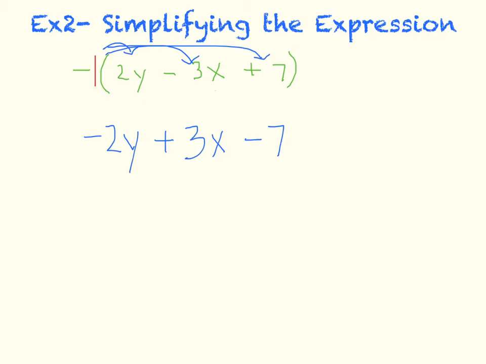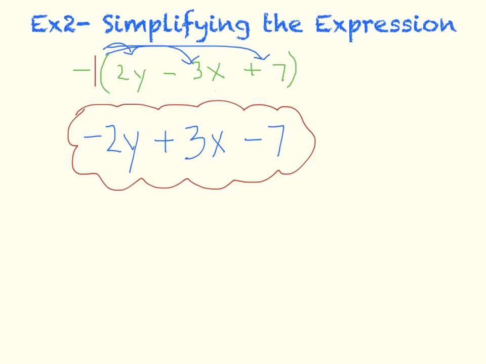Now we have to ask ourselves a question that we learned earlier today. Are any of these terms like terms? Well, the 2, or the negative 2, has a y, the 3 has an x, and the negative 7 doesn't have any variable. So we can say that none of these are like terms, so we can say this is our final answer. Negative 2y plus 3x minus 7.